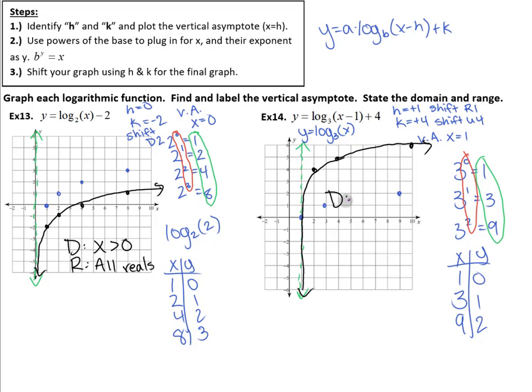And again, my domain here is that x has to be greater than h, greater than 1, and our range is all real numbers. Okay, we'll do some more examples of this in class. I know this is a lot of information, so if you did have access to a printer, I will include the blank page for all of this.